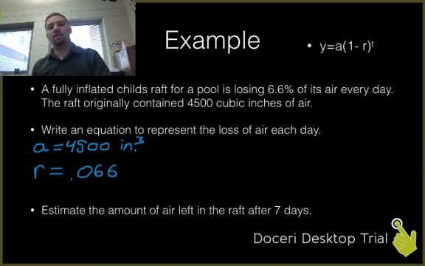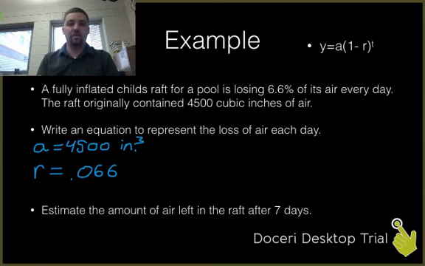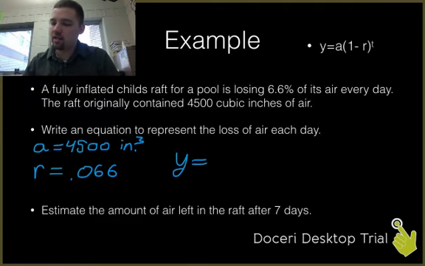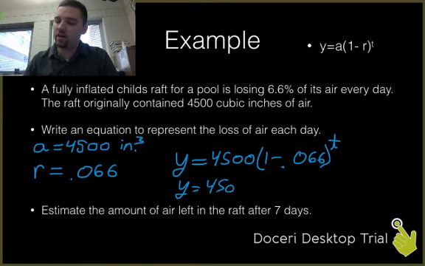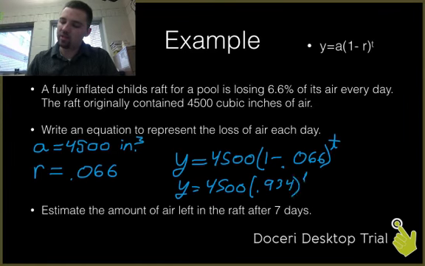Remember, I'm going to leave Y as a variable and T as a variable right now, so that I can plug in values for T and figure out what Y is, the amount that I have left each day. So Y equals my initial amount, 4,500, times 1 minus R, which was 0.066, raised to the T. And that's a fine model, but you might simplify it to be Y equals 4,500 times 1 minus 0.066, that is, 0.934 raised to the T.